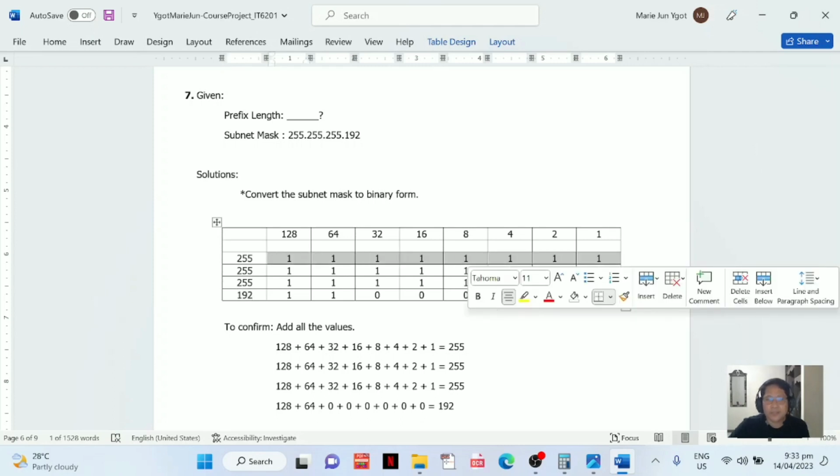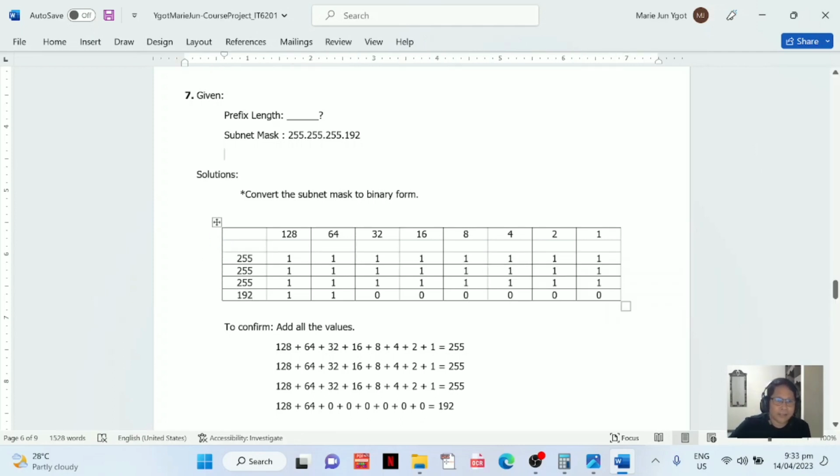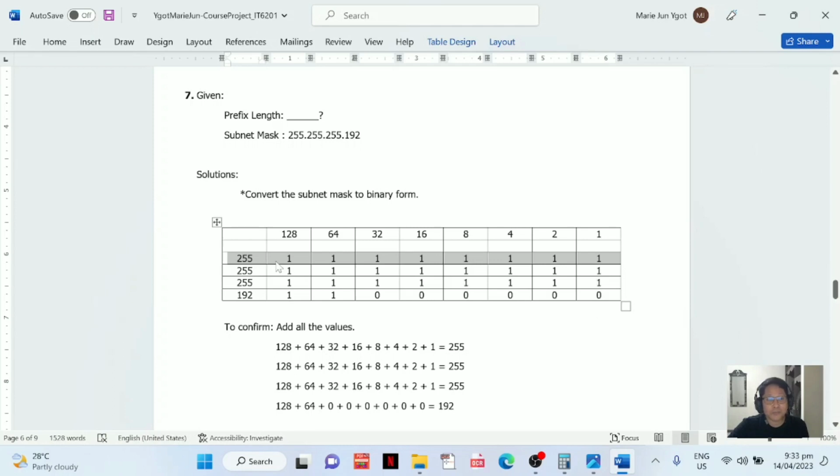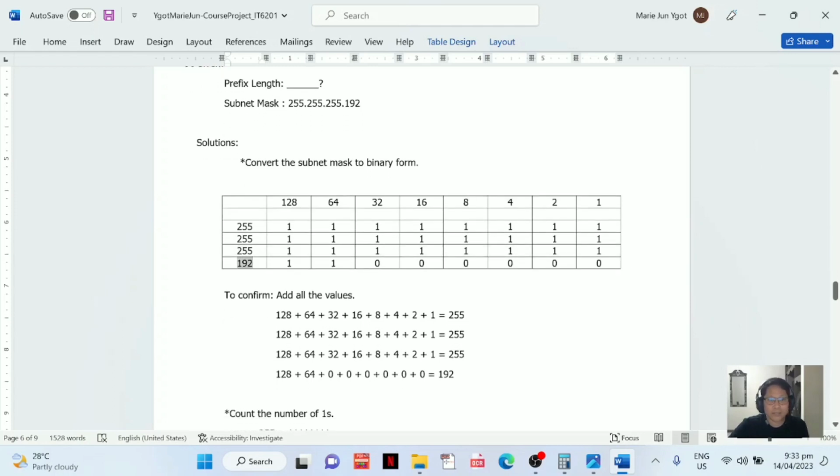This one here, okay? So again, is 128. So I think 255 is repeated already, okay? So we know that 255 is 1, 1, 1, so 8 ones. So we have 8 ones here. And the second octet, we also have 8 ones, because it's just the same. And on the third octet, it's just the same. So 8 ones. And on the last octet, we have 192.